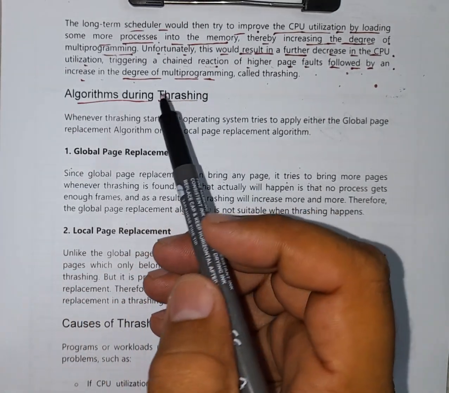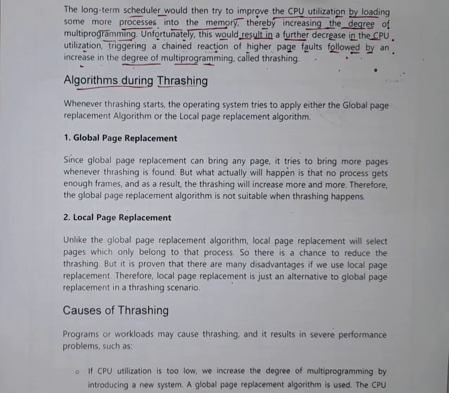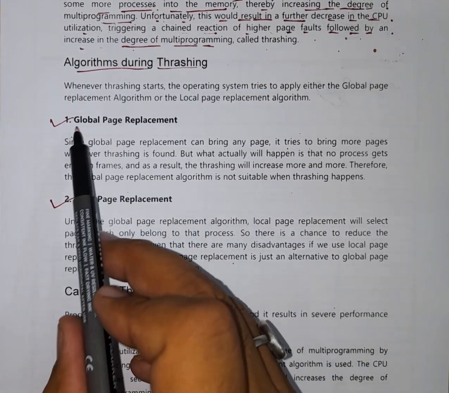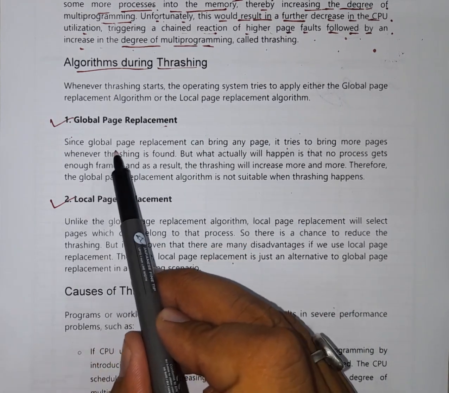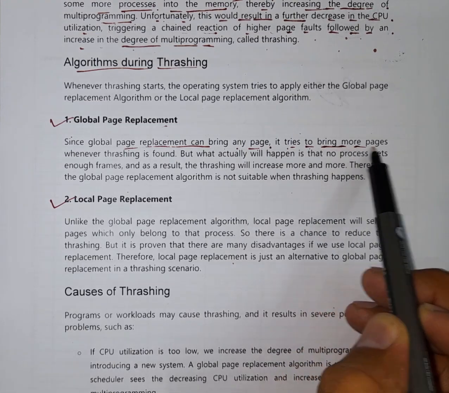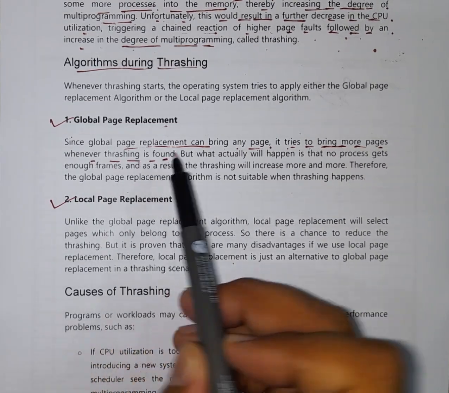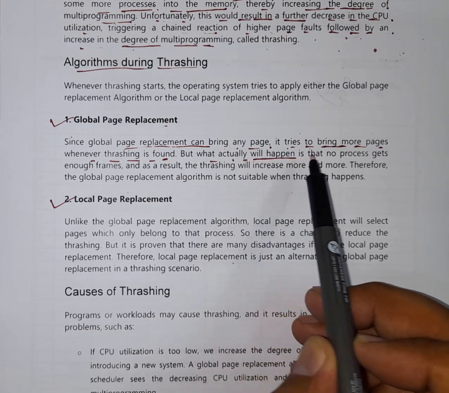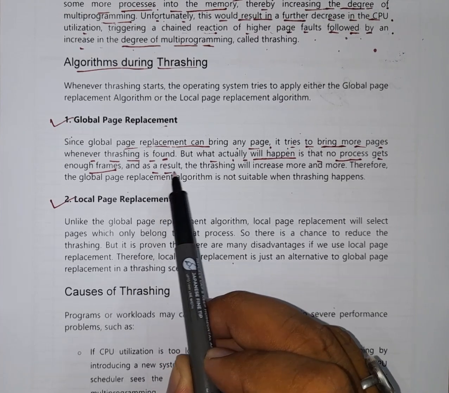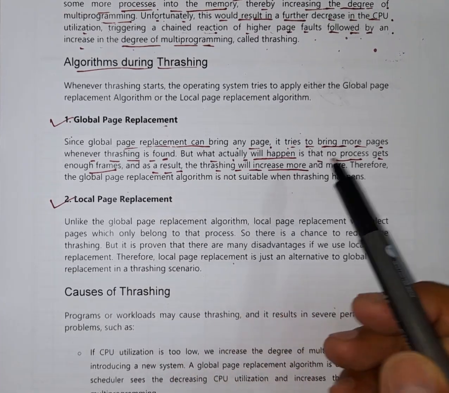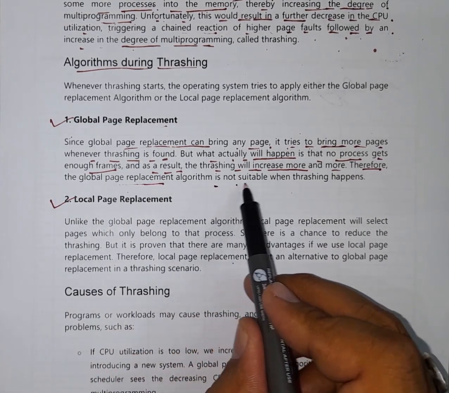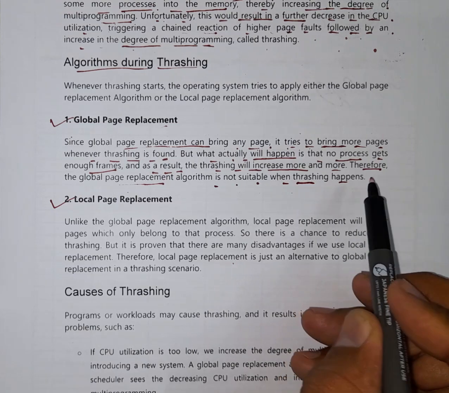Algorithms during thrashing. कौन कौन से एल्गोरिथम होते हैं थ्रेशिंग के अंदर? एक होता है ग्लोबल पेज रिप्लेसमेंट, एक होता है लोकल पेज रिप्लेसमेंट. ग्लोबल पेज रिप्लेसमेंट क्या होता है? A single global page replacement can bring any page. It tries to bring more pages whenever thrashing is found, but what will actually happen is that no process gets enough frames, and as a result the thrashing will increase more and more. Therefore, the global page replacement algorithm is not suitable when thrashing happens.